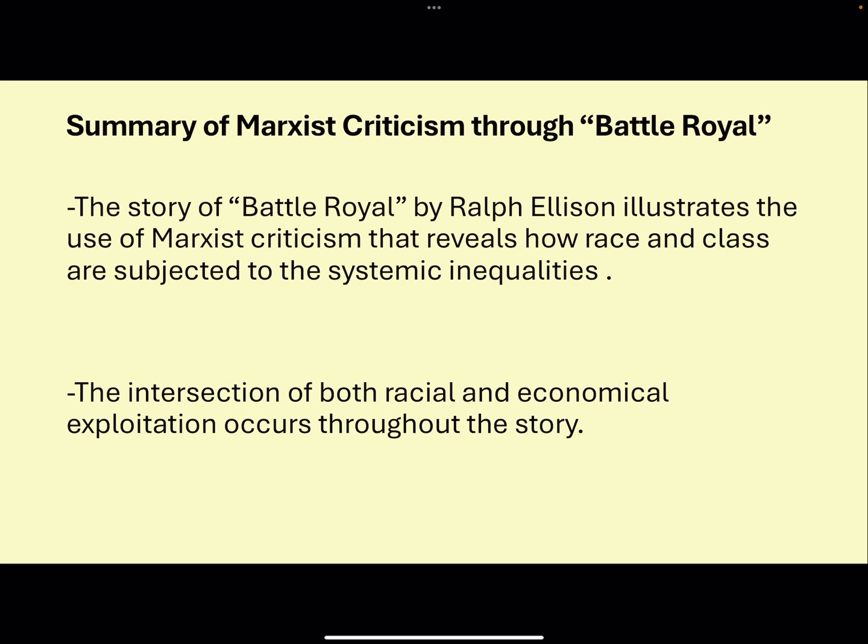Now, a summary of Marxist criticism through Battle Royal. The story of Battle Royal by Ralph Ellison illustrates the use of Marxist criticism that reveals how race and class are subjected to systematic inequalities. The intersection of both racial and economic exploitation occurs throughout the story.